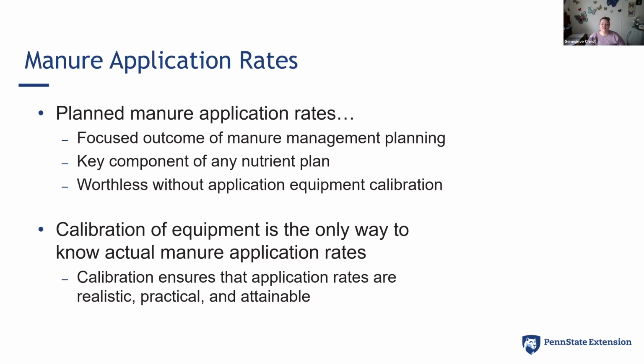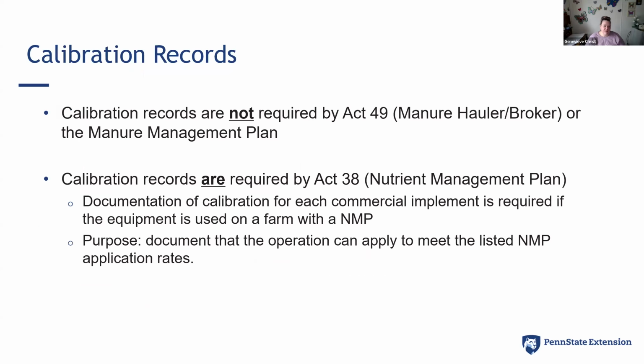And so calibrating equipment is really the only way that we can actually know how much manure is being applied on the field. And we also want to ensure that the rates that we are planning are realistic, practical, and actually attainable by the farm. And this is going to vary farm to farm, manure spreader to manure spreader, and tractor to tractor. There's a lot of variability, which is why calibrating with the equipment that's actually being used to do the manure application is essential.